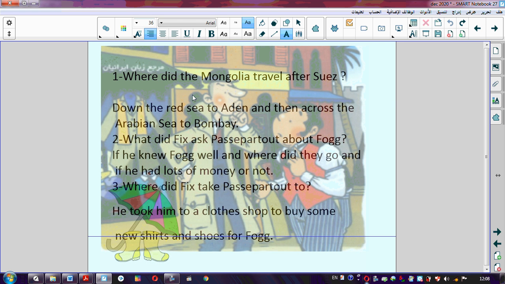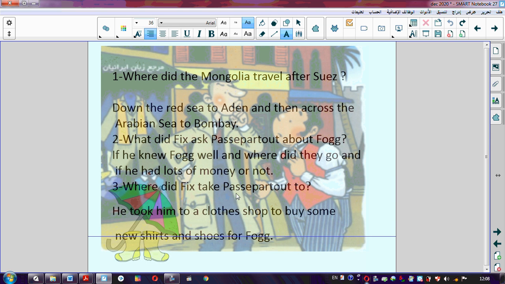Now, where did the Mongolia travel after Suez? Down the Red Sea to Aden, and then across the Arabian Sea to Bombay. What did Fix ask Passepartout about Fogg? If he knew Fogg well, and where did they go, and if he had lots of money or not. So Mr. Fix here is a detective who wants to arrest Mr. Fogg, and he thinks that he is a thief who stole the money from the bank.